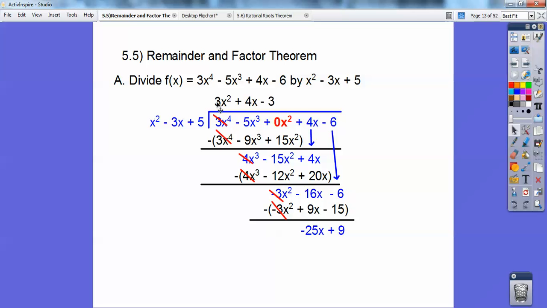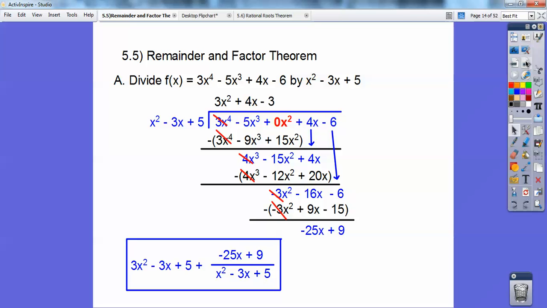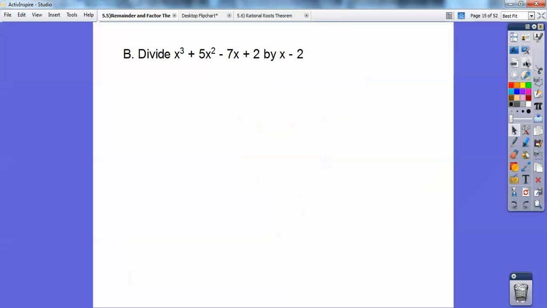Okay, so you start at the top. This is how you write it now. It's this plus the remainder over what I was dividing by. So 3x squared plus 4x minus 3 plus this over this. Okay, that's my final answer right there. All right, so you guys try that with this guy right here. It's an easier one. So pause the video right here and then you try it on your own. Okay, and see what you get.